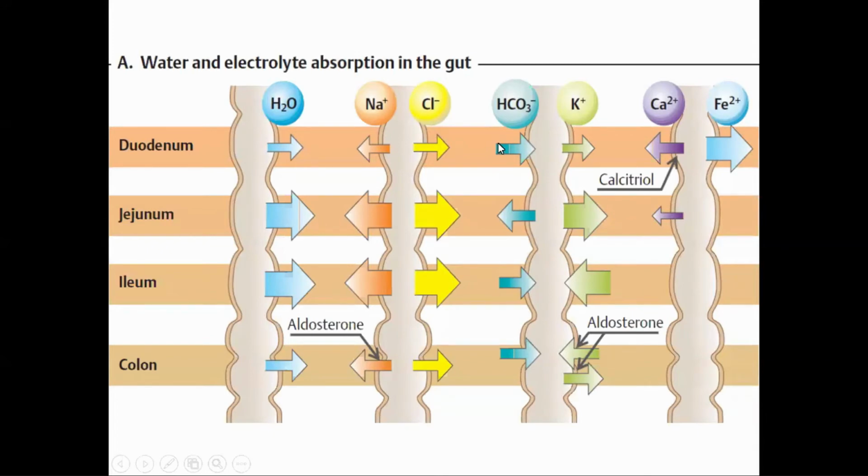It is also absorbed in the duodenum. Okay, absorption of water is in the duodenum, ileum, and colon. So you have to answer: the absorption of calcium and the absorption of iron occurs in the duodenum, jejunum, ileum, colon. So you have to tick the duodenum. Mainly these two, water absorption and iron absorption, are important.